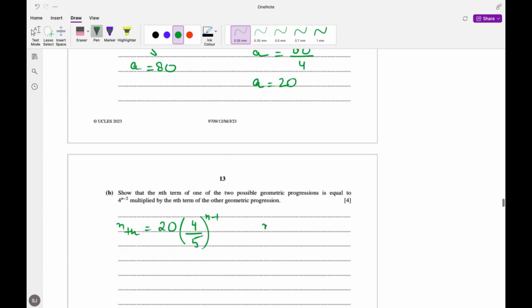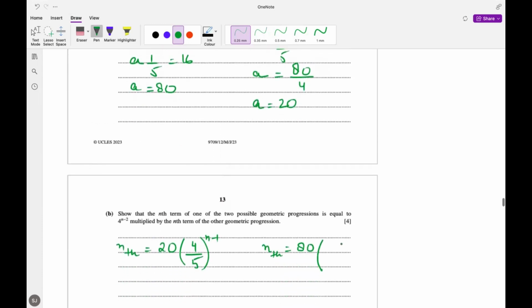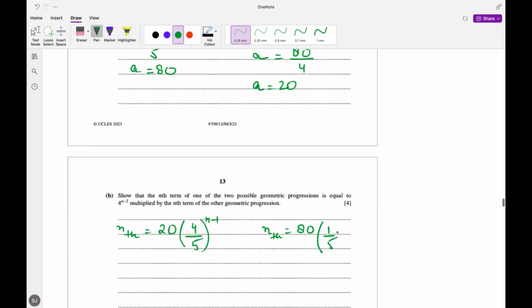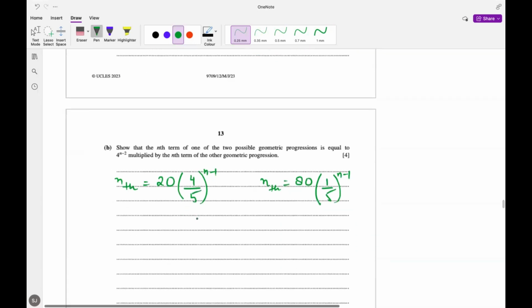And for the other geometric progression, as the first term was 80, the common ratio was taken as 1 upon 5, so this will be 1 upon 5 to the power n minus 1. Now it is saying that we have to show that the nth term of one of the two possible geometric progressions is equal to 4^(n-2) multiplied by the nth term of the other geometric progression. So what we have to do is multiply one of these expressions with 4^(n-2) and prove that it is equal to the other nth term.